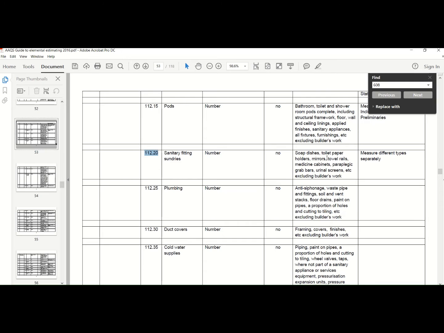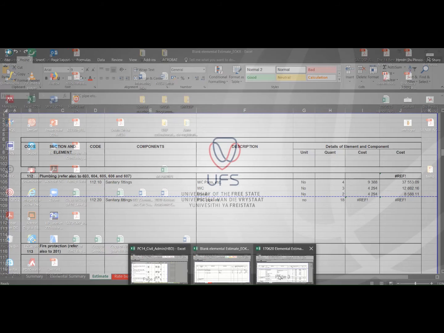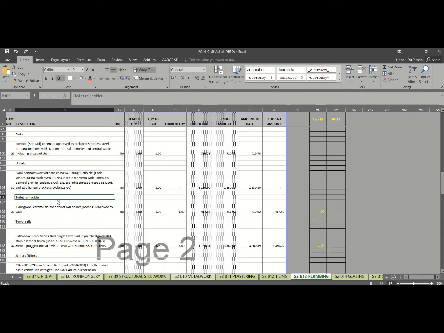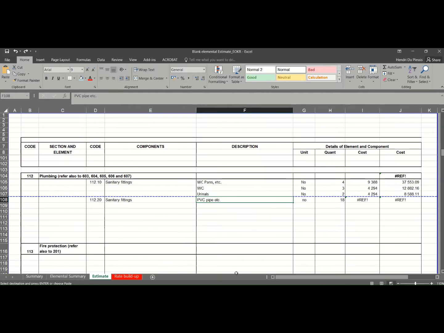So you would have any sanitary fittings like soap dishes, toilet paper holders, mirrors, etc. that you basically put in here. So I've included sanitary fittings should go in here, and then I'm just going to put in our toilet roll holders, towel rails, and then we've got joinery fittings, etc. also included there. So it's just going through it systematically and getting rates like that.